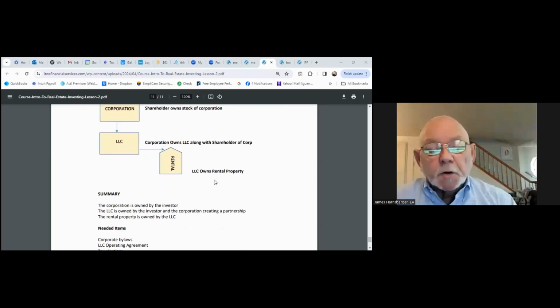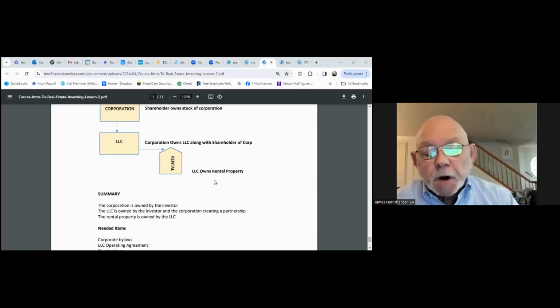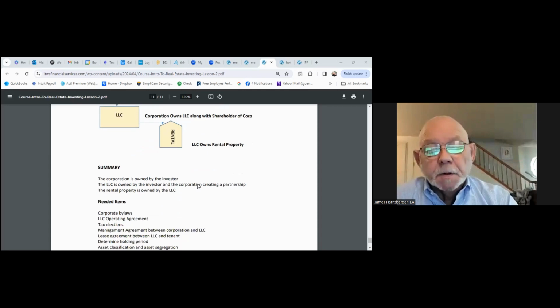In summary, the corporation is owned by the investor. The LLC is owned by the investor and the corporation, thus creating a partnership. And the rental property is owned by the LLC. That is the order of ownership.